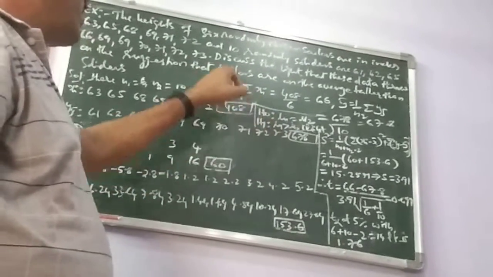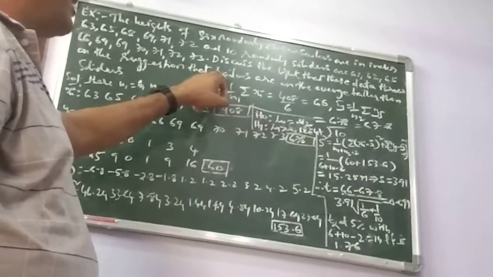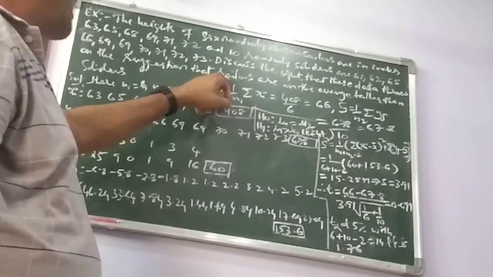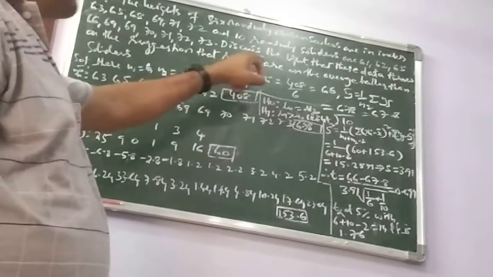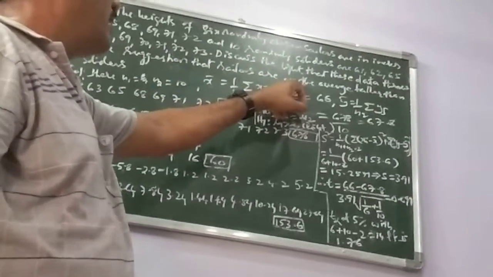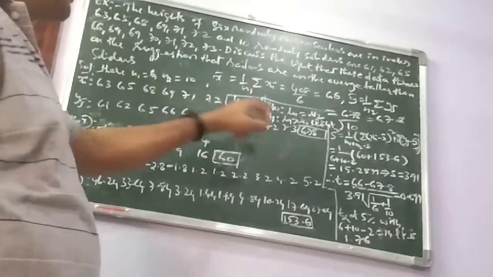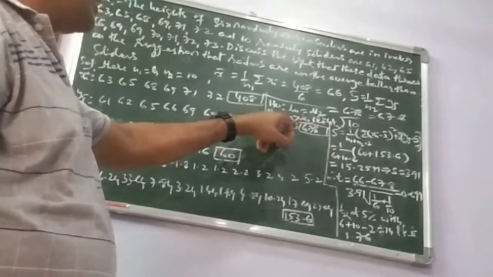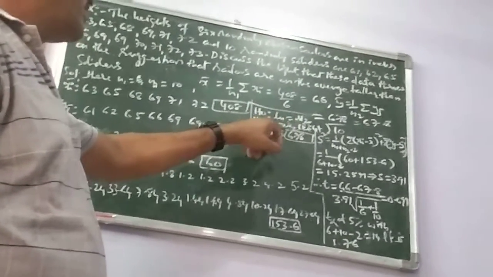So what is the H1, the direct claim of the given problem? What is the suggestion from the data? The Eilers are on average taller than the Soldiers. That means Eilers is mu1 and Soldiers is mu2, so H1: mu1 greater than mu2.